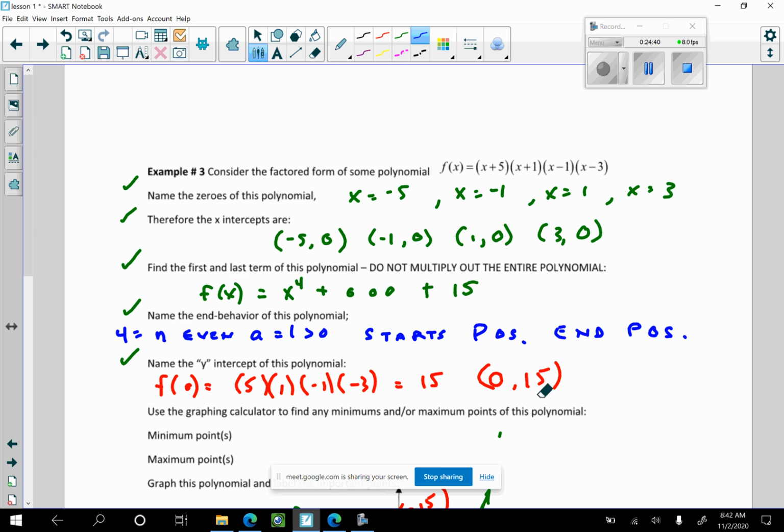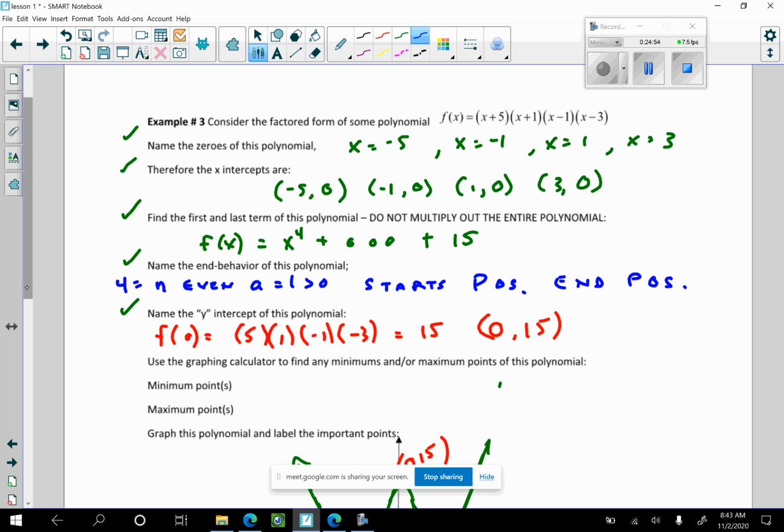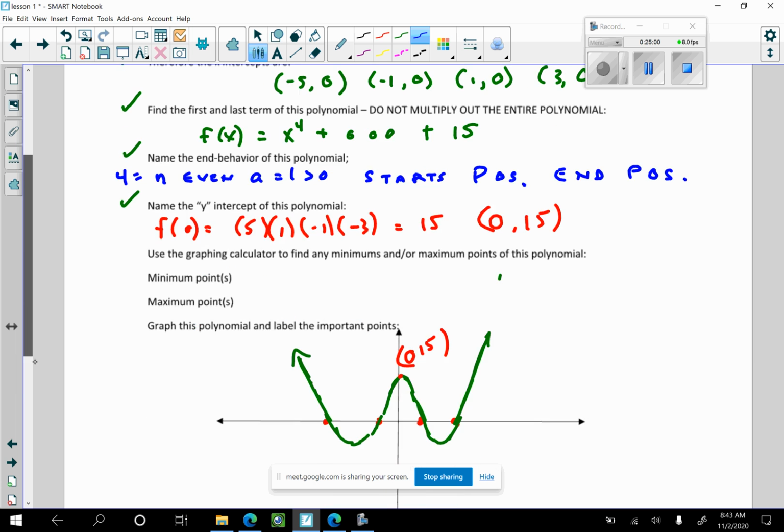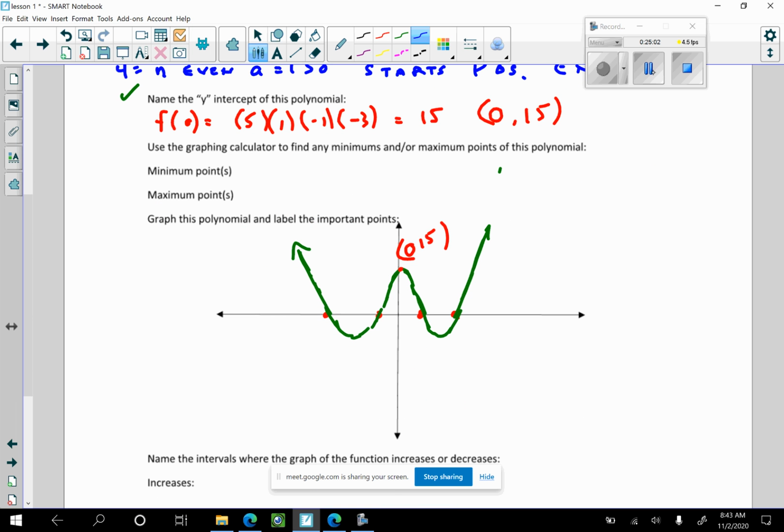It has a y-intercept of 0, 15. Look how quick I can graph this polynomial without my graphing calculator. With your graphing calculator, you have to change your window. But look at this. Plot the x-intercepts. Know the end behavior. Plot the y-intercept. Bam, you got the graph. And there it is. You got the x-intercepts, you have the end behavior, you have the y-intercepts.